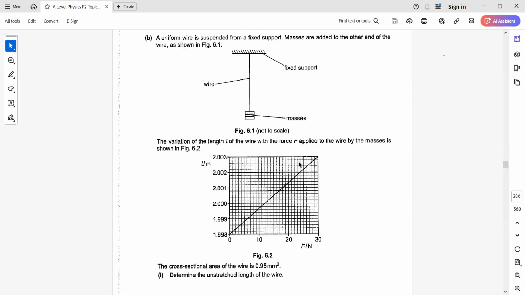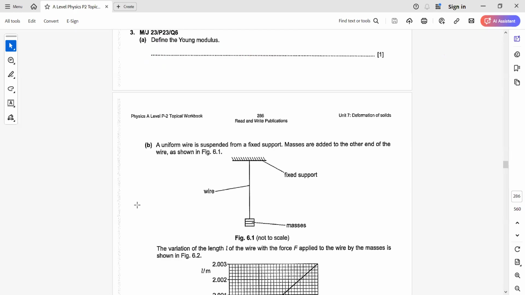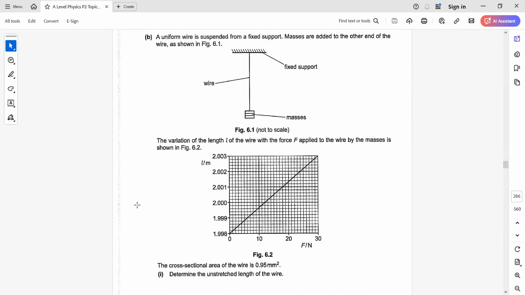Well, we have another question here. It says define the Young's modulus. So Young's modulus basically is the ratio of stress and strain. So the ratio of stress and strain is going to be the Young's modulus. Uniform wire, suspended, and so on. Okay, we can see that. So let's see what they ask us later on.